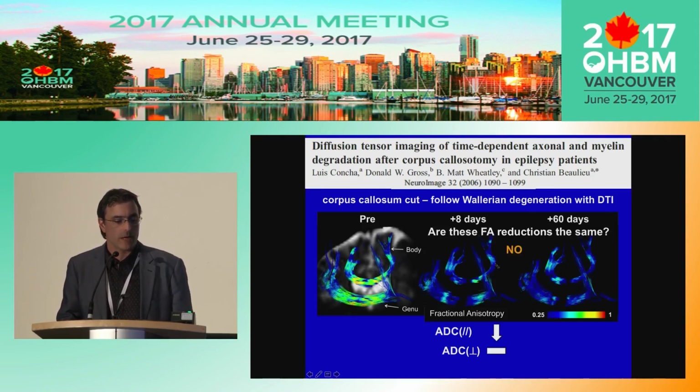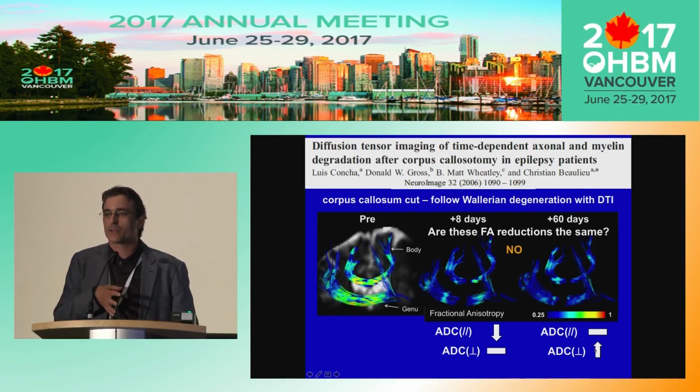No. At 8 days, parallel goes down, ADC perpendicular doesn't change. I'm not showing you the data from that, but it's in the paper. And at 60 days, ADC parallel is the same, and ADC perpendicular goes up. So exactly what Victor Song showed in the retinal ischemia model is also evident here.